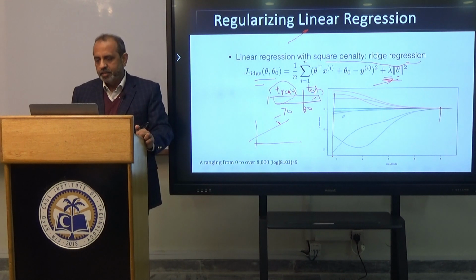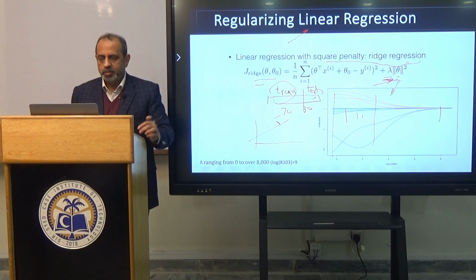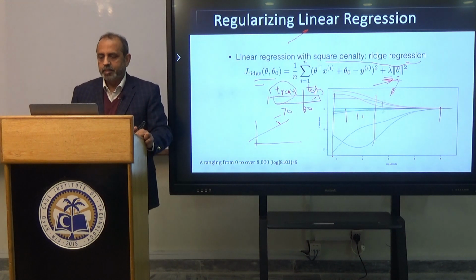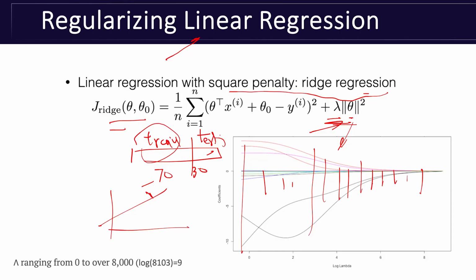As you start increasing lambda, because now there is a penalty, you want the thetas to be smaller and smaller, as small as possible. So they tend to get smaller and smaller, or they'll go to 0 if all the weights go to 0, okay? And obviously you are going to have a lot of error.